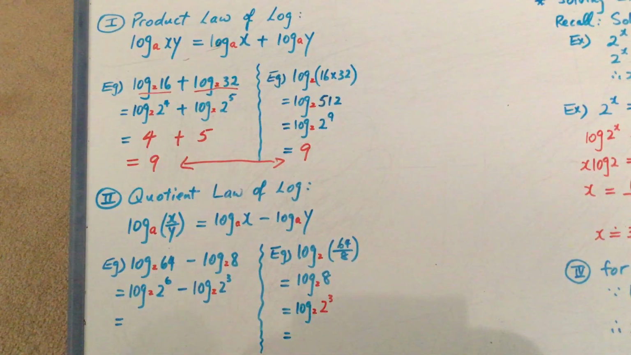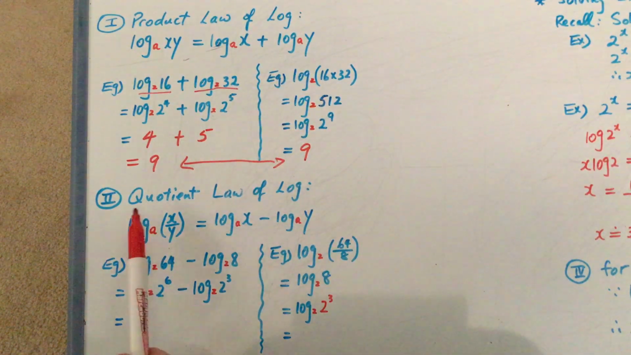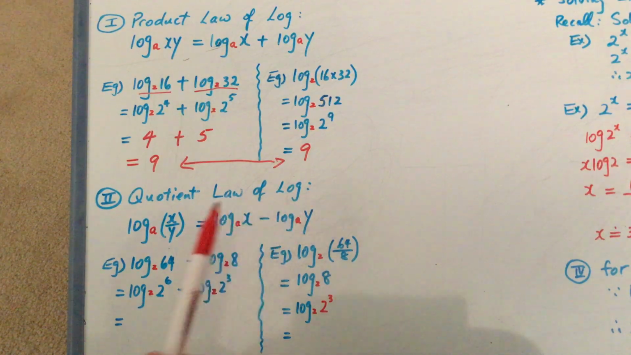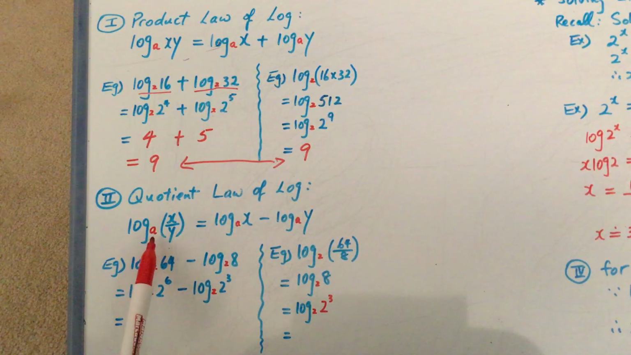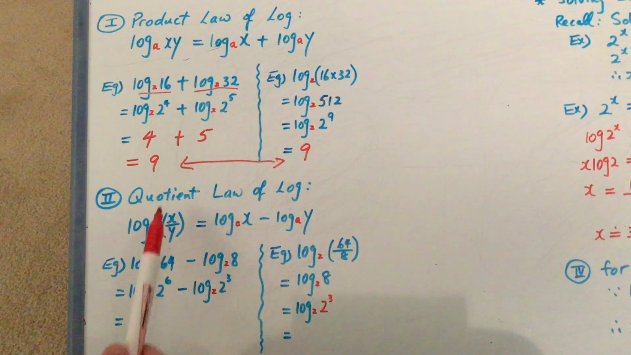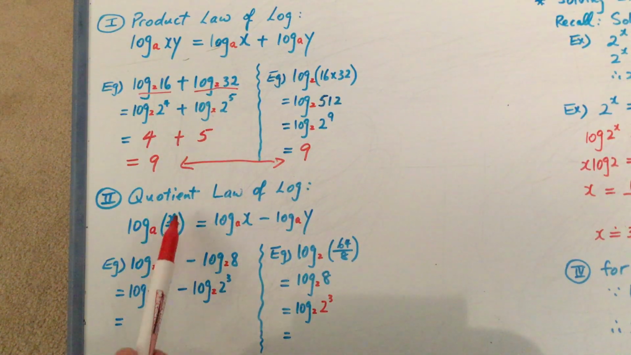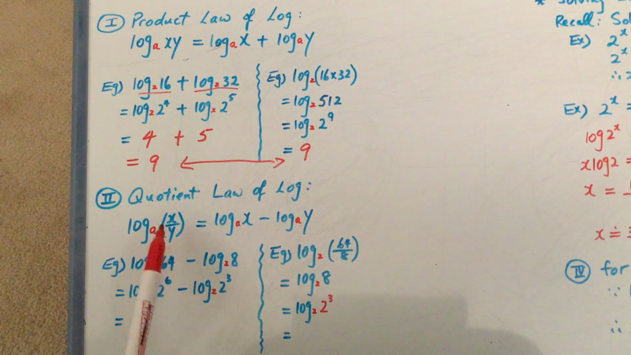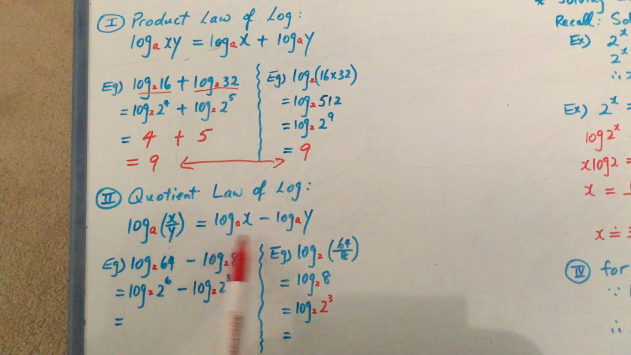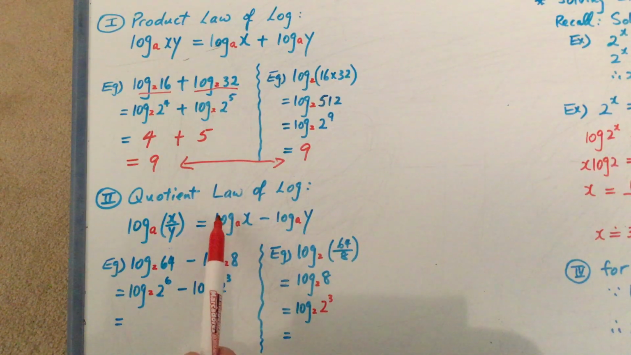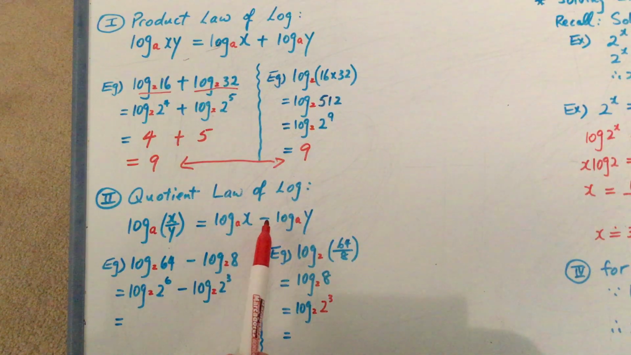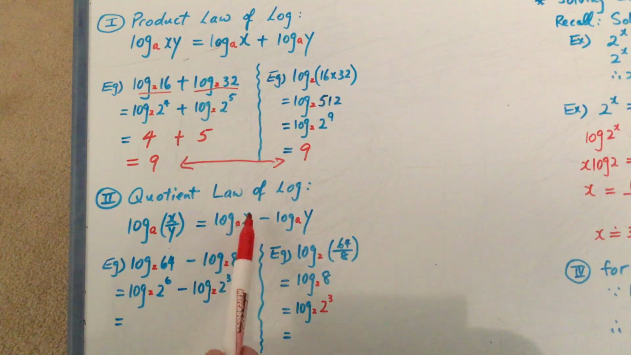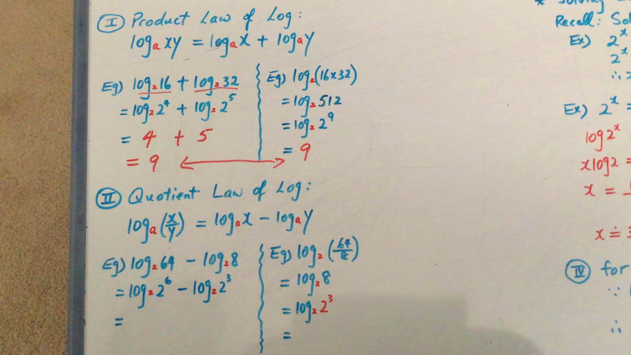Okay, now the second law is called the quotient law of logs. Similar idea: when you have log with the base a, but the term right after is a fraction, x over y, you can break this into two parts with the same base a, log a of x and log a of y, but with subtraction. So you have log a of x minus log a of y.